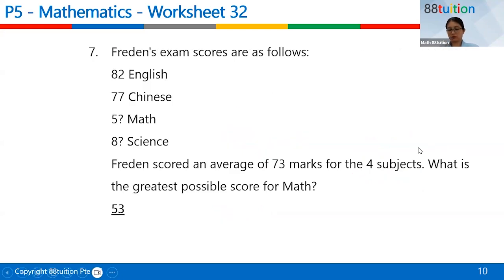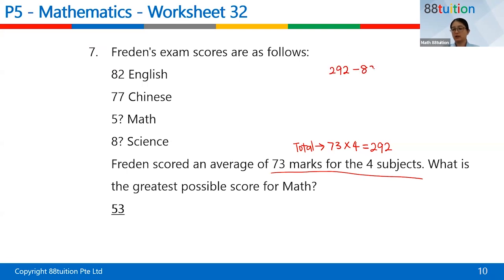This one, you got an average of 73. This one, you can find the total, right? So total is 73 times 4. What is the greatest possible score? Okay, a lot of these questions are quite common, quite popular. You know that everything is 292. What you do is you minus all the marks that you can see.